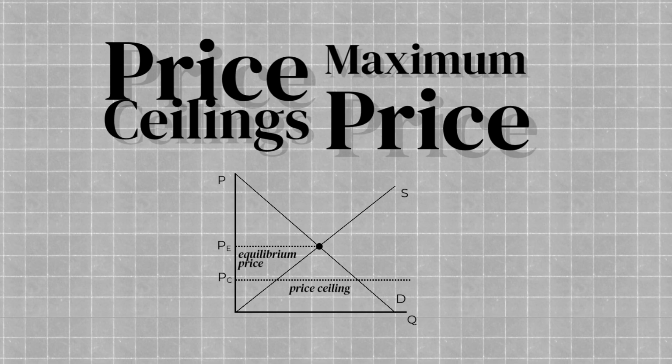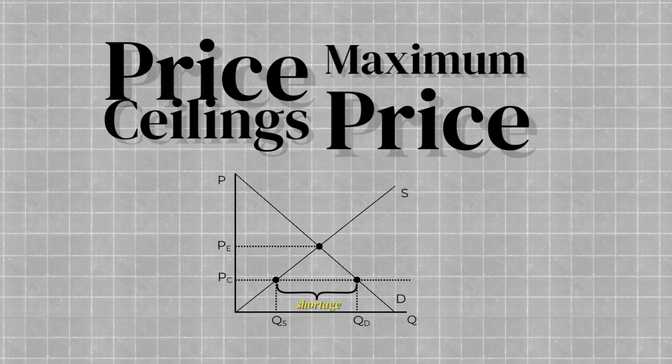Now, let's think about what happens on a diagram. At the equilibrium price, PE, supply and demand intersect, and the market clears. But when a price ceiling, PC, is introduced, it is set below equilibrium. As you can see, the quantity demanded is greater than the quantity supplied. This creates a shortage or excess demand.